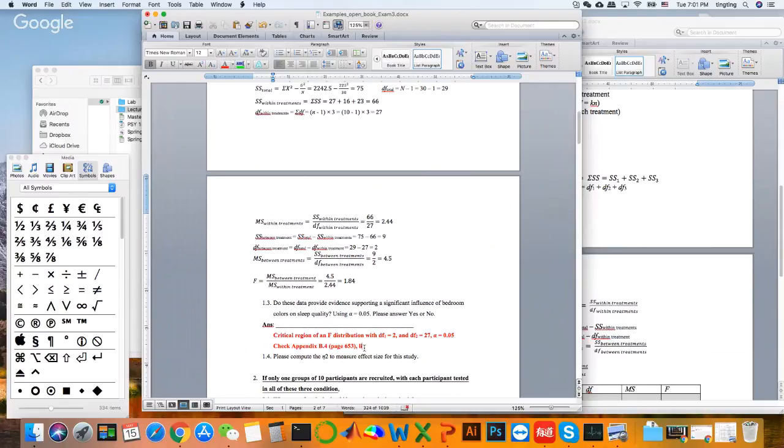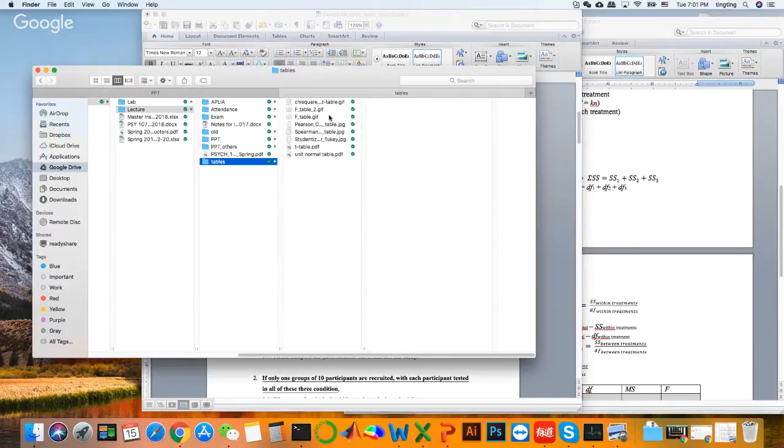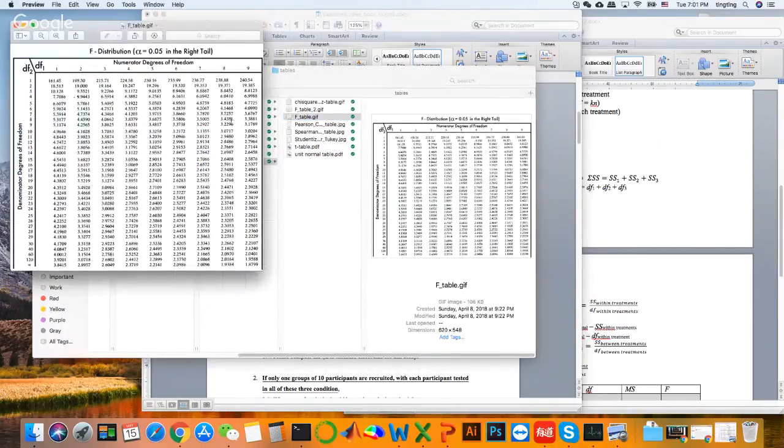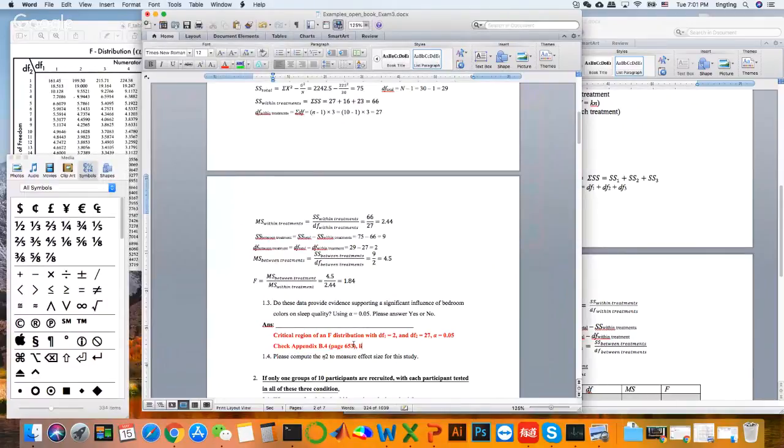So let's go to page 653, which is called the T distribution table, right? So we need to check the number with df1. I have some tables, but it's better to bring your own table. It looks different. So in the book, it's appendix B.4, right?